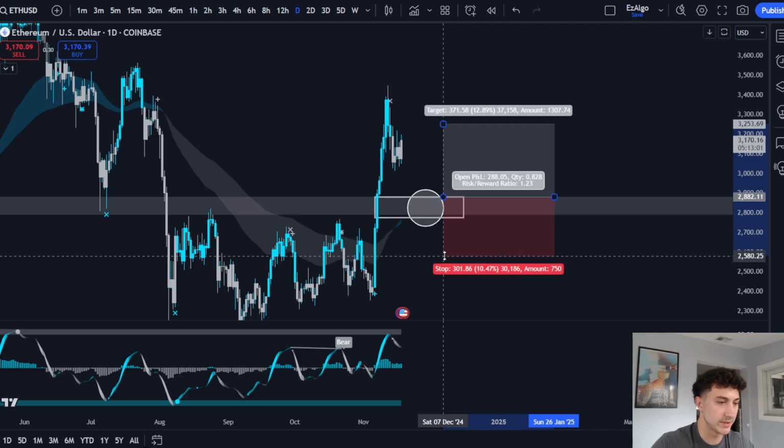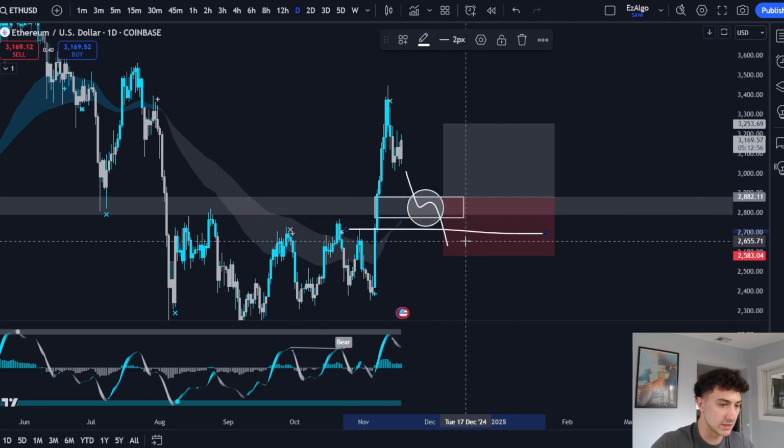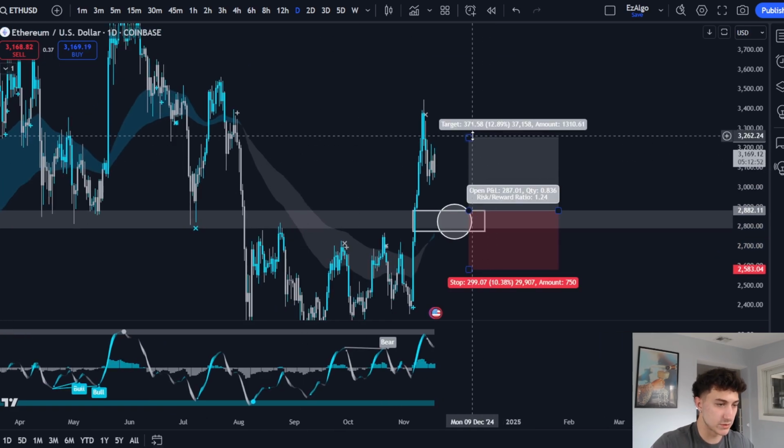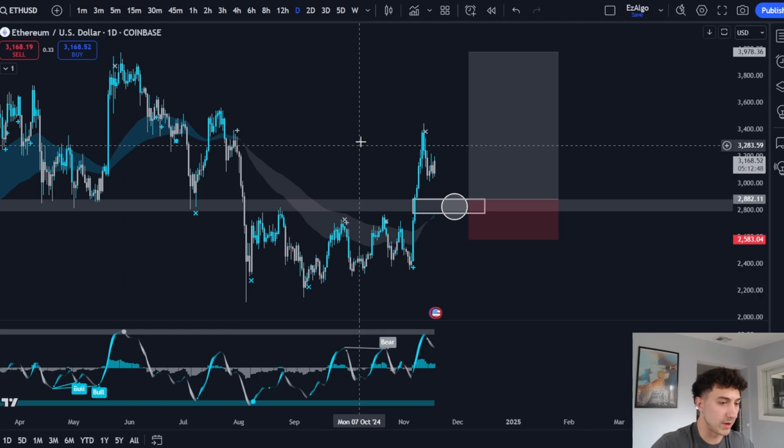So my trade's going to look something like this in case price comes down to retest these previous structure highs. So that's 3 confluences right off the bat. Another confluence I like to use as well is the golden pocket fib.